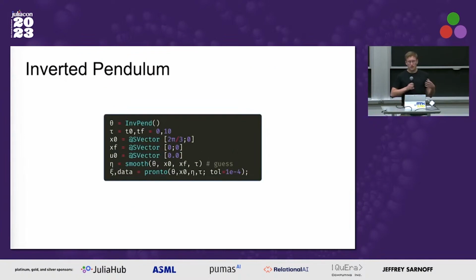So you first instantiate an instance of the actual inverse pendulum type. Since we did it with the keyword arguments, you can also modify any of the parameters that you want in there. Define a time window, some initial conditions, and then generate a guess trajectory. So the smooth function is something that we defined that basically draws a smooth line between 2 endpoints and then applies the projection operator so that we can actually feed a valid trajectory into Pronto to start the algorithm.